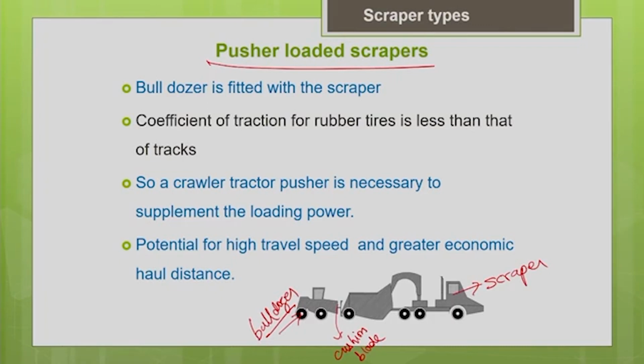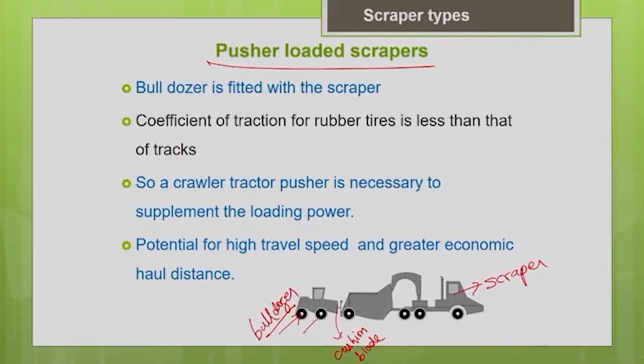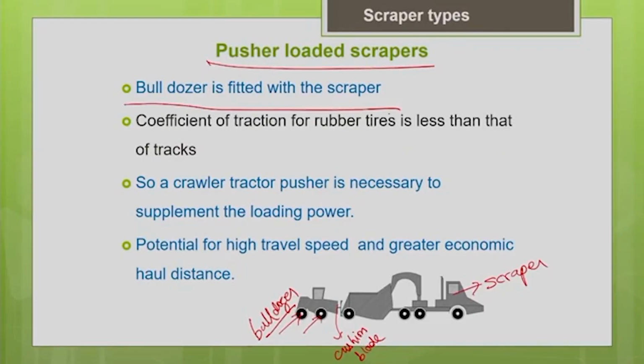You know that scrapers are tire mounted, normally wheel mounted machines. For wheel mounted machines, the tractive effort generated will be lesser when compared to crawler or track mounted machines, so the coefficient of traction will be poor. To supplement the loading power of this wheel mounted scraper, you can take the help of a crawler mounted or track mounted bulldozer. In this picture I have shown the wheel mounted bulldozer. You can still go for a crawler mounted bulldozer so that you can increase the loading power of the scraper. The main thing is fitting the scraper with the bulldozer.